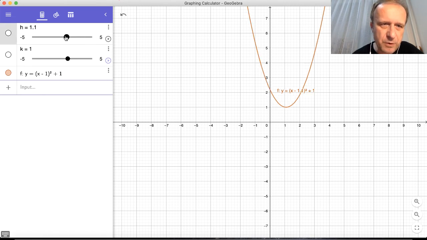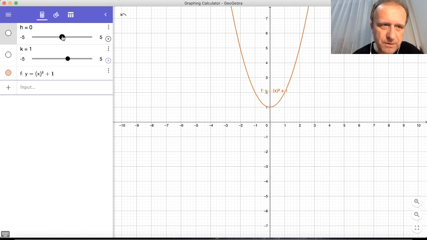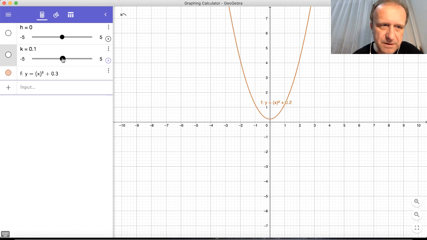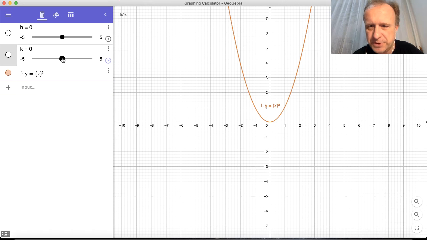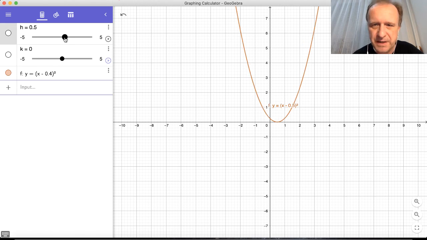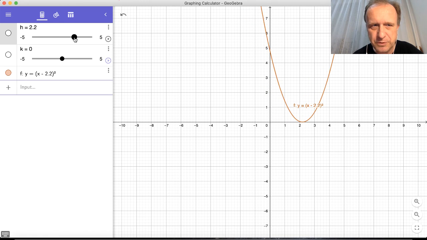Let me set both values to 0, like this, and you see that it's the original parabola y equals x squared. Now when I increase h, it is translated to the right by the same number of units as the value of the parameter.